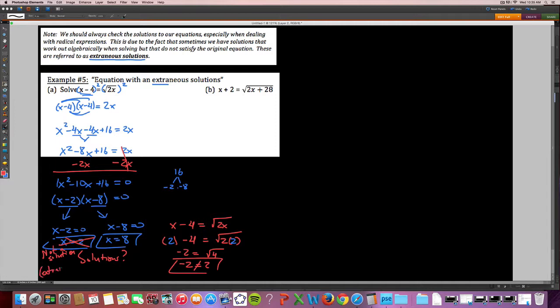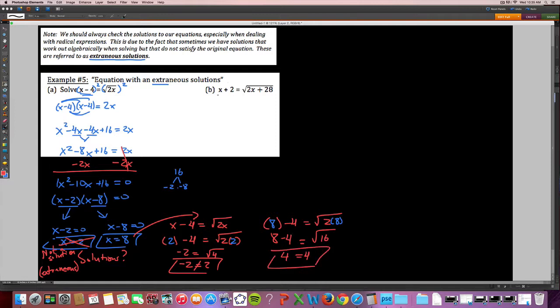Extraneous, E-X-T-R-A-N-E-O-U-S. Okay, so we're going to check our 8. If I plug in 8 minus 4, we get the square root of 2 times 8. So 8 minus 4, which is 4, is equal to the square root of 16, which is 4. So that solution is valid.